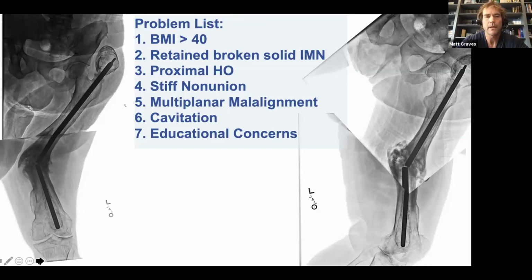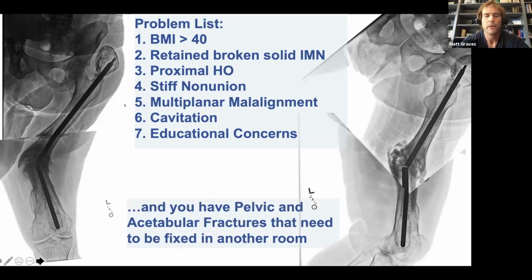And then he has educational concerns, if you will. He's relatively simple. I was worried about his ability to follow any type of complex postoperative advice, or even simple postoperative advice for that matter. And so I wanted to do something which was an acute correction as a definitive correction. I didn't think he would be able to handle any type of prolonged lengthening procedure. And by the way, while this case needs to be done, there are pelvic and acetabular fractures that need to be fixed in another room.